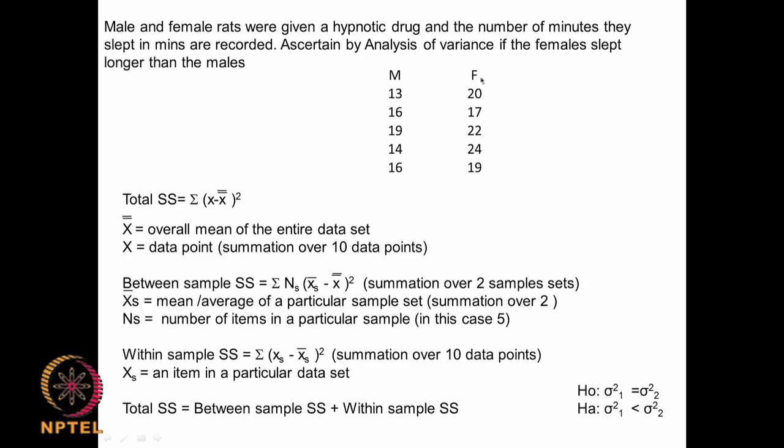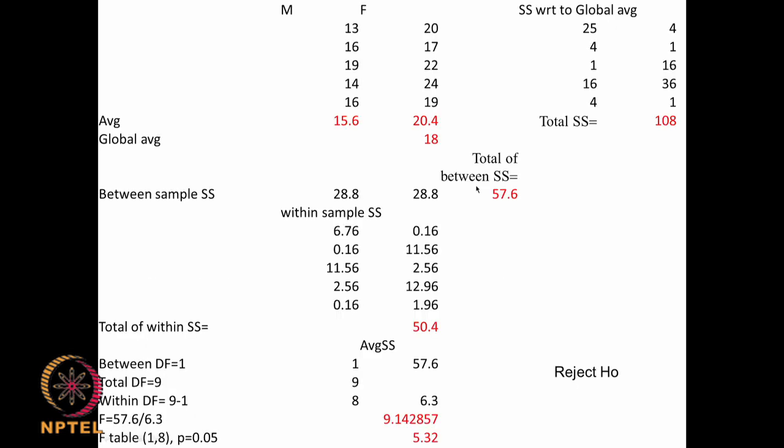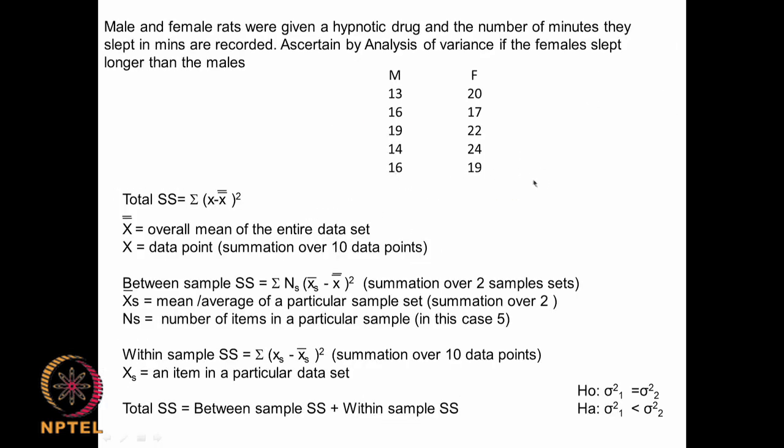There is something called total sum of squares. I take the average of this data set, the average of this data set, and then an average of both these, that is the average of the entire data, which we will call the global average. That global average, I subtract from each one of these terms, square it up and add all of them. There will be 10 sets of data here. That is called the total sum of squares. The degrees of freedom for total sum of squares will be, because I have 5, 5, 10, 10 minus 1 is 9.